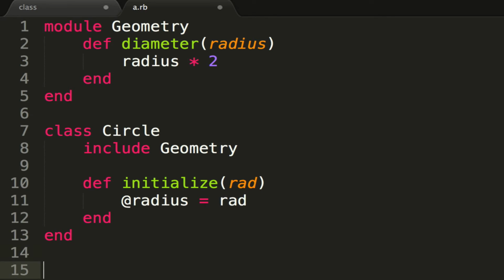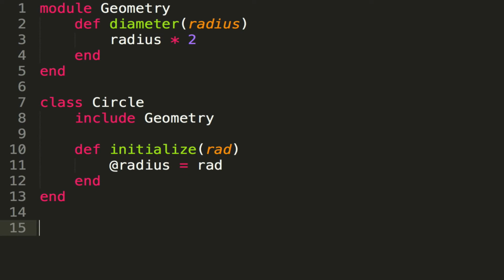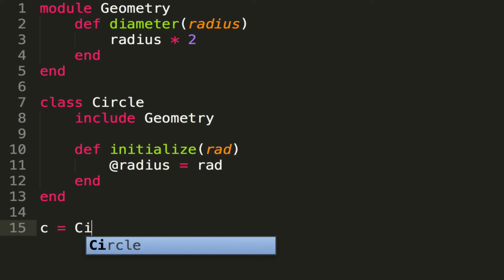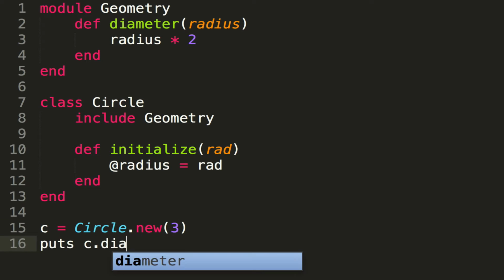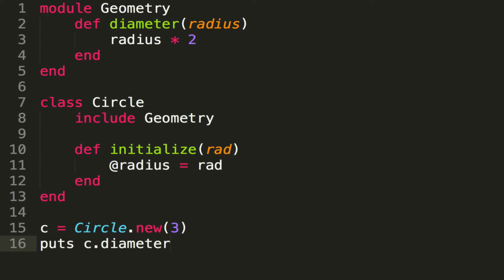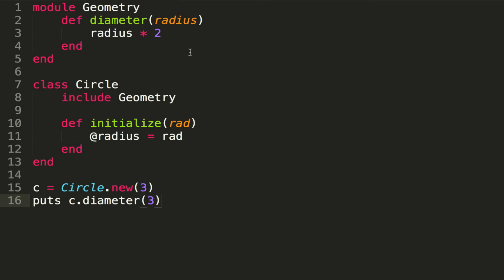The first thing we can do is we can simply create a new circle, and I'll call it c, Circle.new, and we'll give it a radius, and then I'll do puts c.diameter, and in this case, I have to give it the same radius 3, and when I do that, and print it out, I get 6. So I was able to use this diameter method inside my class.